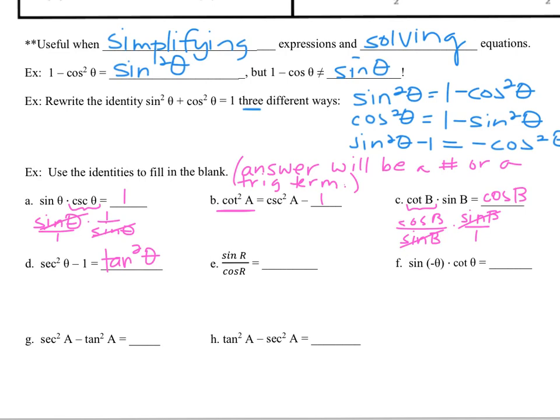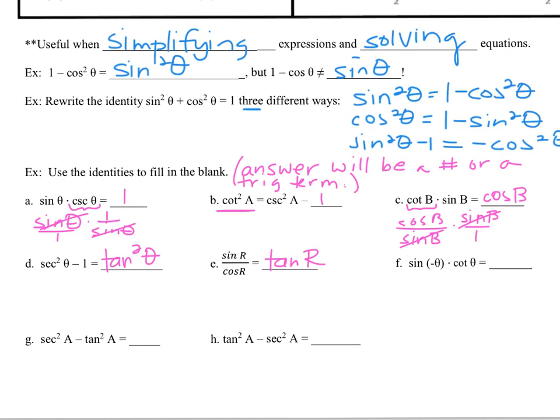Letter E. We'll just go through as many of these examples as we can. Sine R divided by cosine R. Well, if I look at all of my identities up above, there's a definition that has sine divided by cosine, and that's the quotient identity for tangent. So sine R divided by cosine R equals tan of R. Just using that definition for the quotient identity.